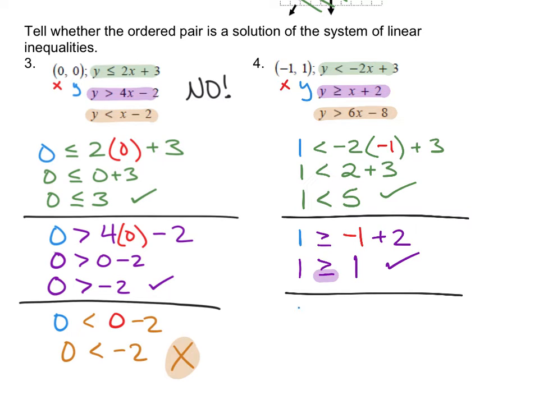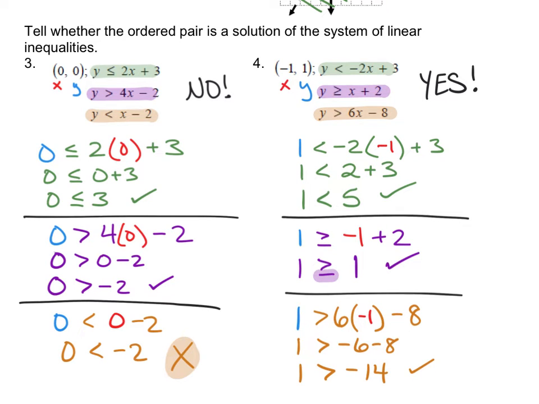This time we're plugging in 1 for y and negative 1 for x into the orange equation. This is going to end up being 1 greater than negative 6 minus 8, or 1 greater than negative 14. And is 1 bigger than negative 14? Yes. So since I got a true mathematical statement for all 3 inequalities when I plugged that in, this would be a true in each one. So yes, it is a solution to the system of inequalities.